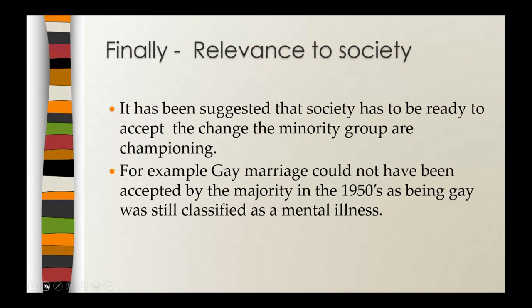It's also been suggested that society has to be ready to accept the change and that the ideas of the minority need to be relevant to society. So an example that AQA used for this is gay marriage. So it would not have been accepted by the majority in the 1950s due to the social situation at the time. But in order for that minority influence to become a majority viewpoint, then society had to be ready. There needs to be a relevance to society of the viewpoint that the minority is making.